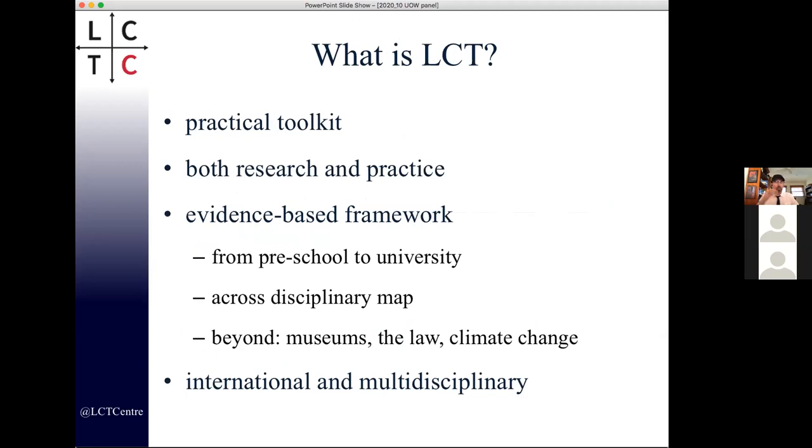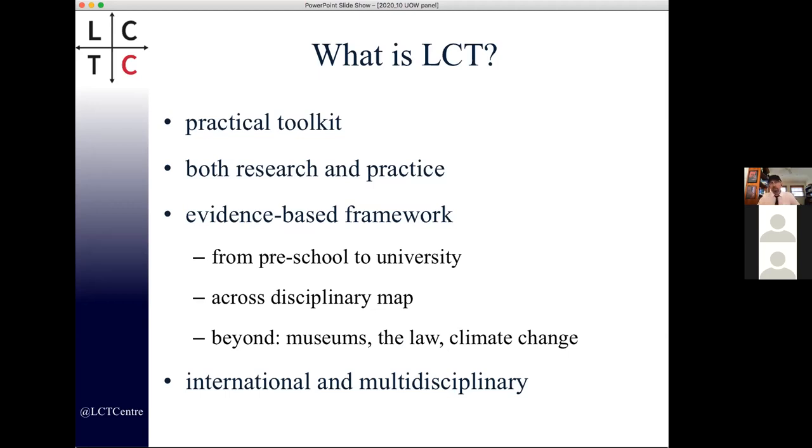Okay, so what is LCT? And for those of you who know this already, you can sing along with me. But for those who are new to LCT, I will be introducing it without assuming any knowledge whatsoever. LCT is a framework that's built from and for empirical research. And as I've said, it enables us both to analyze and to shape practice. And it's used to explore all kinds of institutional sites, all kinds of practices, all kinds of subject areas, as well as fields well beyond education, in fact. Things like the law, museums, climate change denial online, things like that.